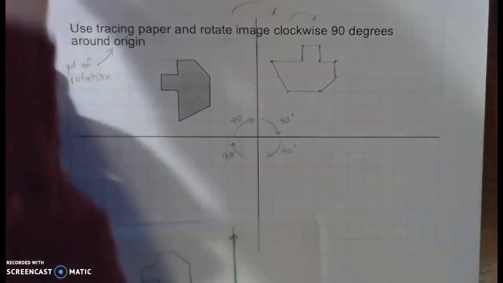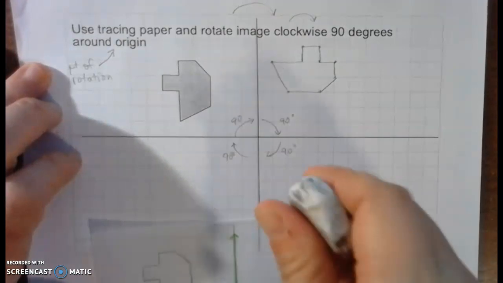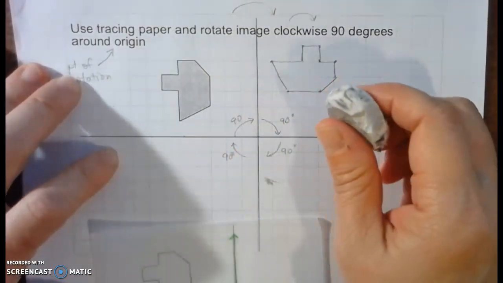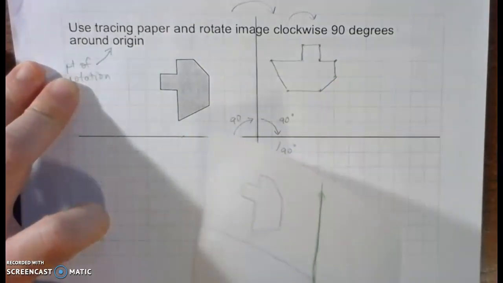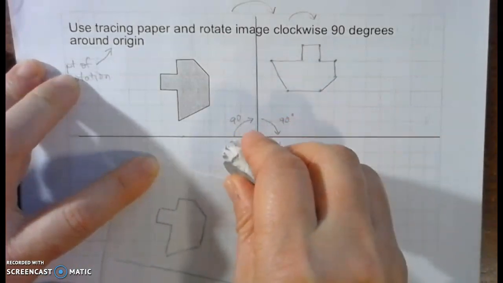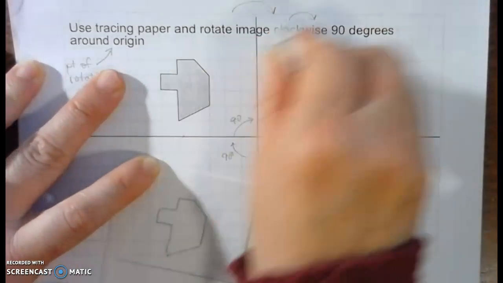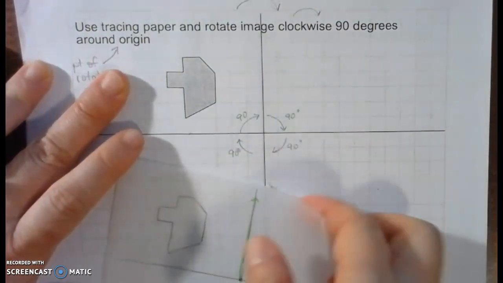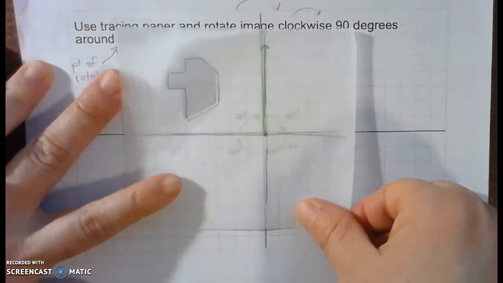Okay, so we've used the tracing paper to rotate this figure 90 degrees clockwise around the origin. Is there a way to do this without the tracing paper? Well, there is. It's a little bit more complicated, but let's see if you can figure it out. So I'm going to erase this and let's try to do it without the tracing paper. But before I do that, I am going to show you something first.